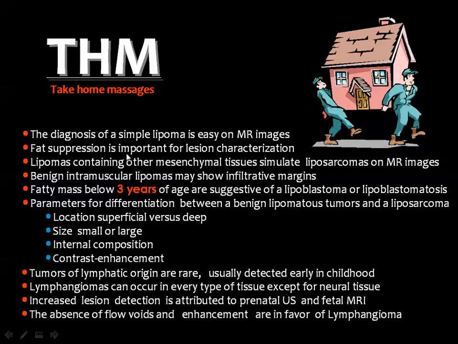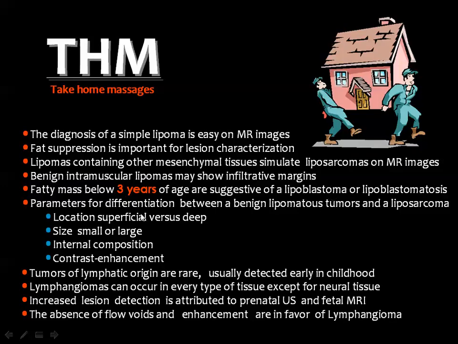Fat suppression technique is also very helpful in differentiating lipoma from other fat-containing tumors. Lipomas containing other mesenchymal tissues can simulate liposarcoma on MRI. Benign intramuscular lipoma may show infiltrating margin. Fatty mass below the age of 3 years is suggestive of lipoblastoma or lipoblastomatosis.